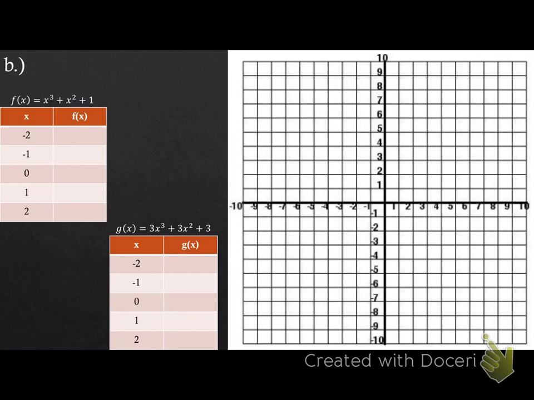So, our original function f of x, once again, I'm using the white one. Is it the same one as the first one? Yep. So your first f of x is going to look the same as our previous graph, just like that. And then type in your new g of x function, which is 3x to the third plus 3x squared plus 3.